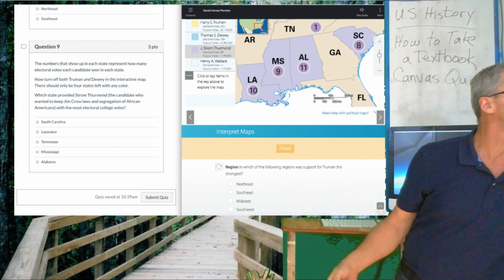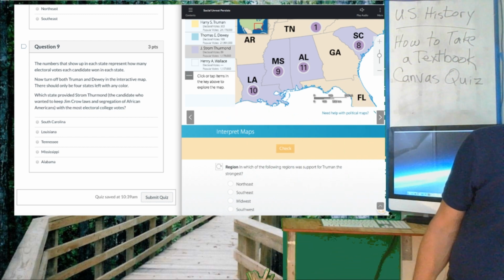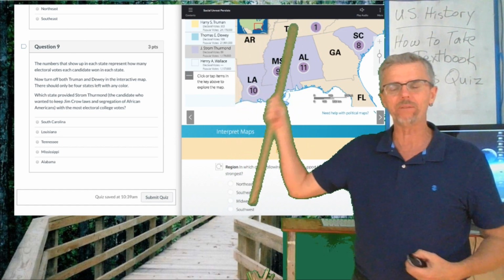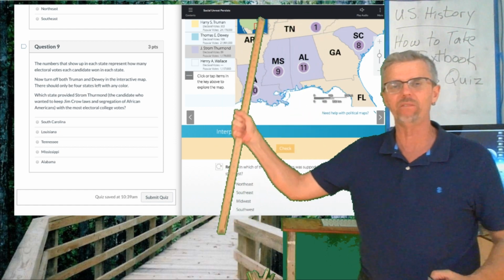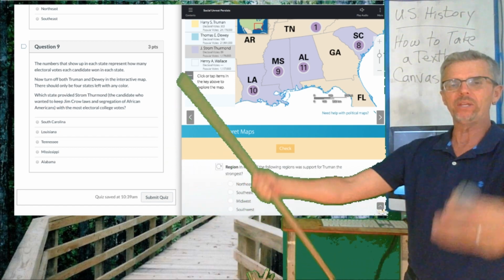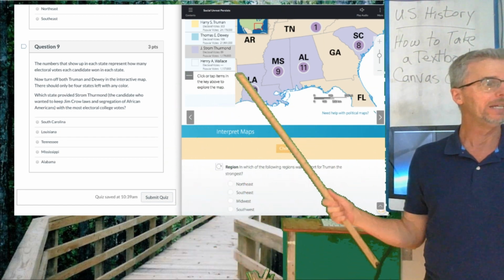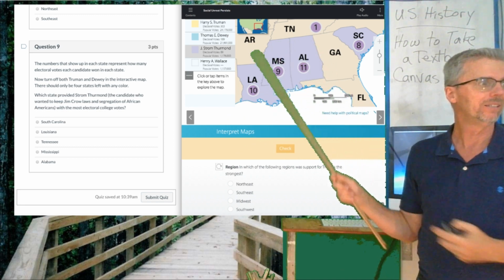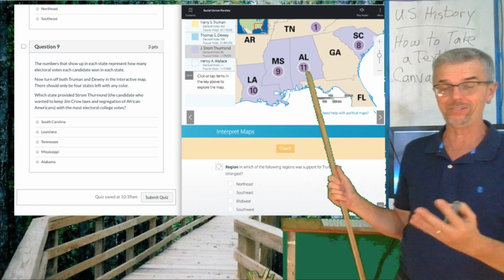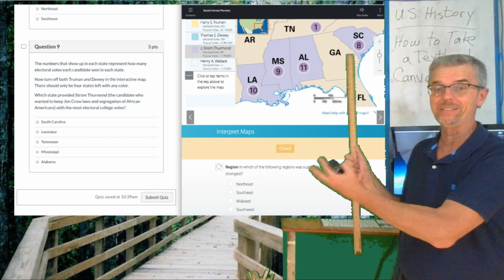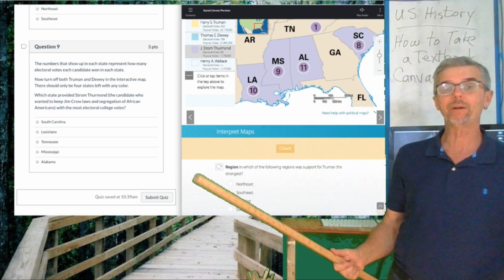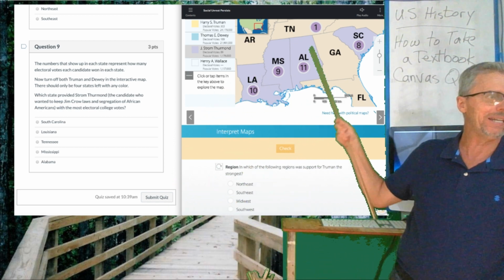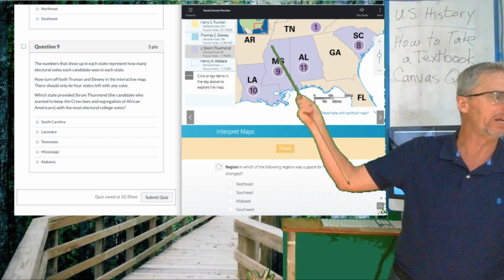So zoom in, and this is how you'll zoom, or you can use these icons here, plus or minus. And it says, which state provided Strom Thurmond, the candidate who wanted to keep Jim Crow laws, the most votes? He was a freaking racist. Strom Thurmond said, hey, I'm going to run for president on one platform and one platform alone, and that is that the Negro race is inferior and needs to stay segregated from the superior white race. And he won 4 states and some of the 1 electoral vote in Tennessee. Go figure why the southern states are so backwards sometimes, because they've been run by racist white people like Strom Thurmond. Anyway, I digress. Which state gave him the most? All right, so it says 10, 9, 11, 8, and 1. So 11 is the winner, Alabama.